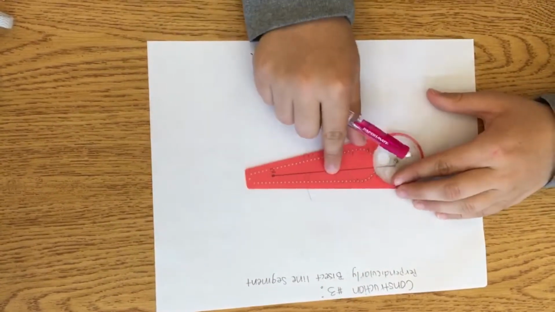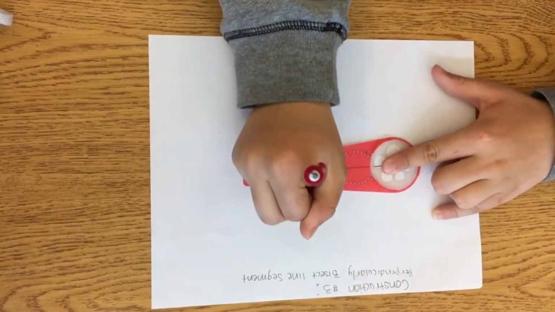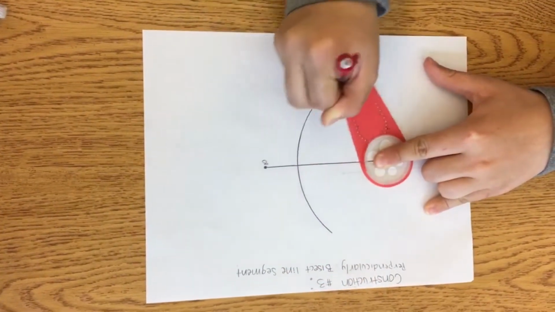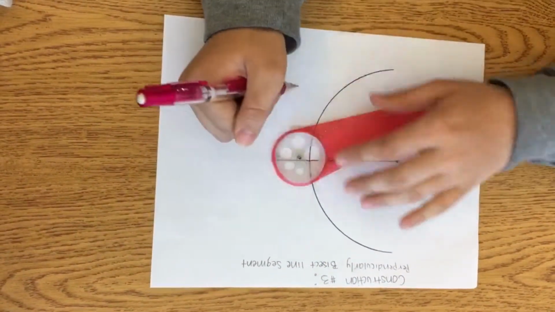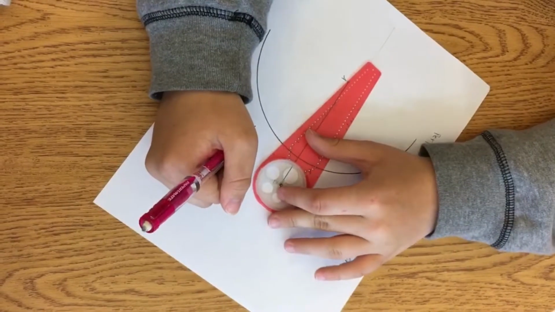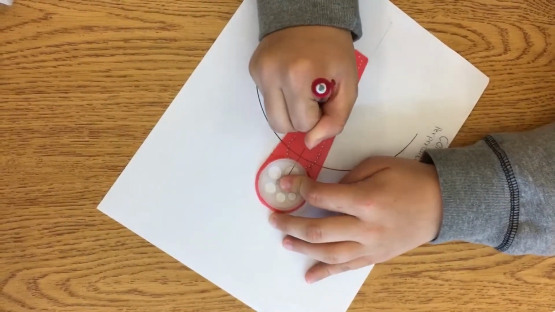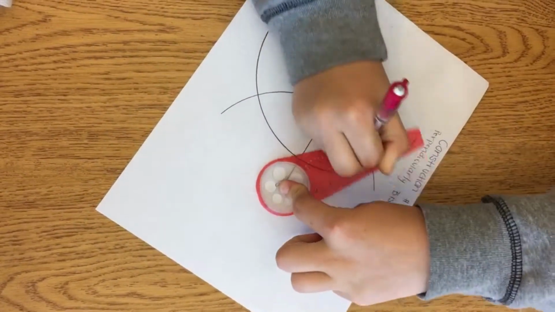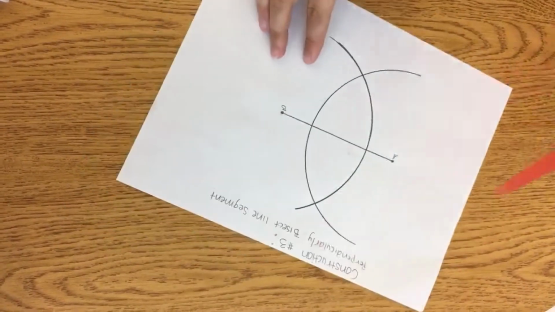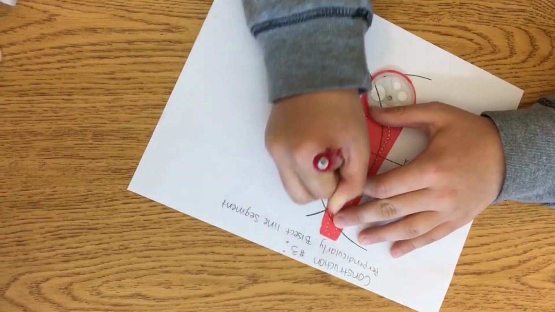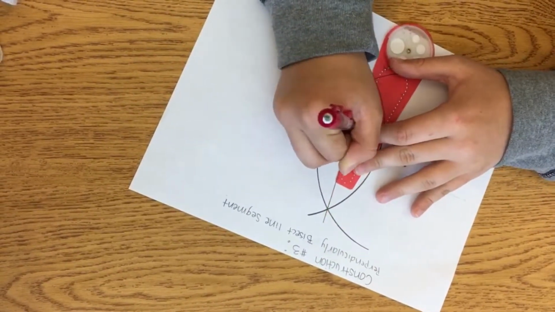Construction number 3, perpendicularly bisect line segment. Step 1, put your compass on point A and make an arc over half the line. Step 2, then put your compass on point B and make the arc the same size as point A. Step 3, finally, draw a line connecting the two intersecting points and label the point N.